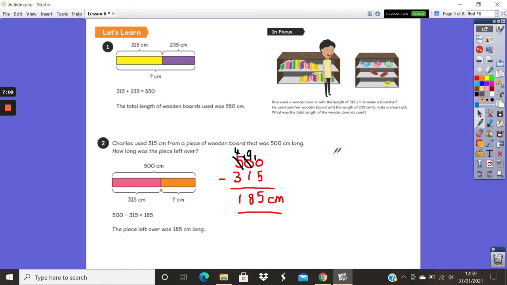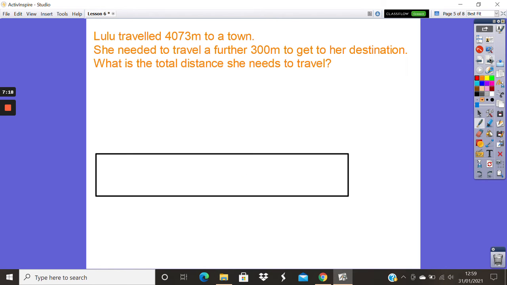Again, in your book, you need to make sure you put them into column method to make it easier for you to subtract or add. Okay, Lulu travelled 4,073 metres to a town. She needed to travel a further 300 metres to get to her destination. What is the total distance she needs to travel?